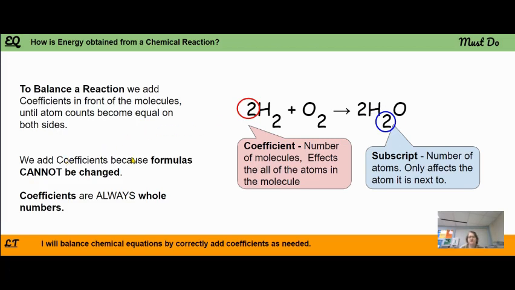We add coefficients because formulas cannot be changed. You can add more molecules, but you cannot change the molecule itself. Coefficients are always whole numbers. So you'll notice this is a 2 and not a 2.1 or a 1/2 or anything of that kind.